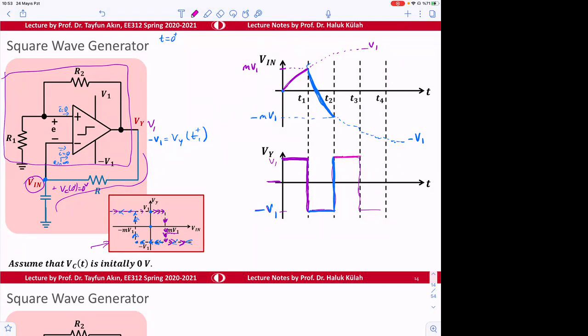It will be like this, okay? So now it's here. Since the output is V1, the capacitor's goal is going to be trying to reach V1 again. And then it will be going like this. Okay. But then the signal will be switched again when this reaches MV1. Sorry, maybe I should do it like this.